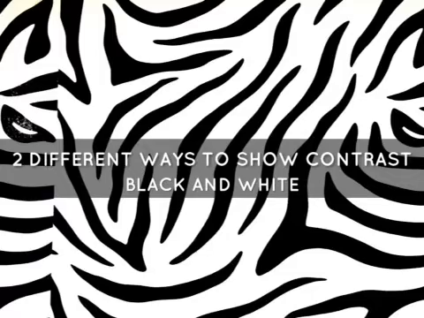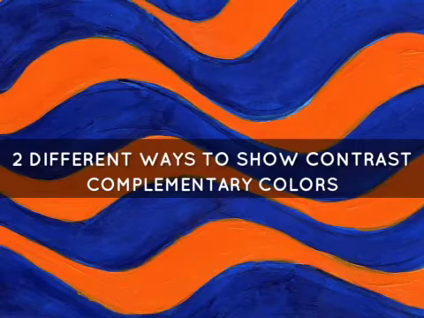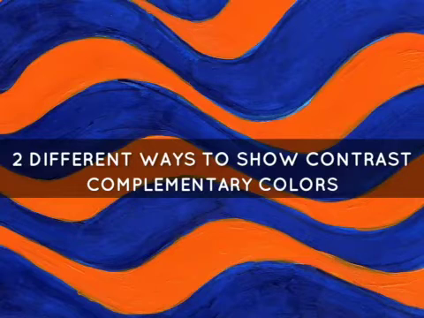There are two different ways to show contrast. One way is using black and white, like in this image. The other way to show contrast is using complementary colors, like in this image. Complementary colors are opposite one another on the color wheel, so they're opposite colors, which causes lots of contrast. In this example, the complementary colors blue and orange are used, but you could also use red and green or yellow and violet.